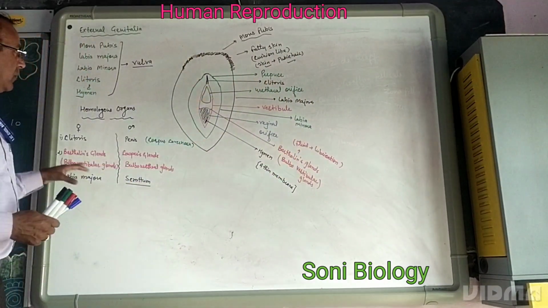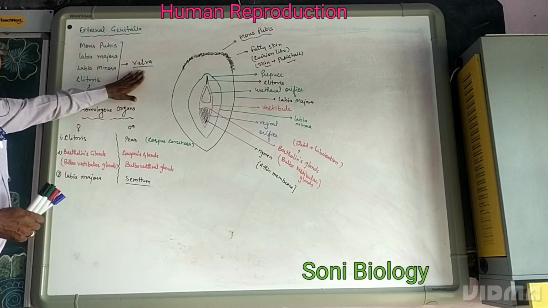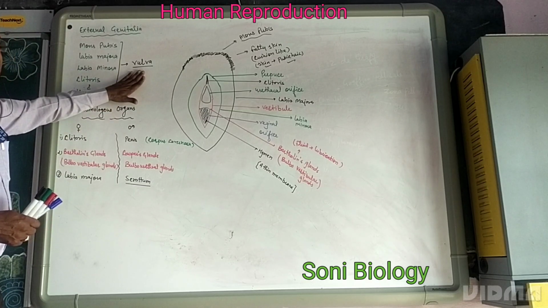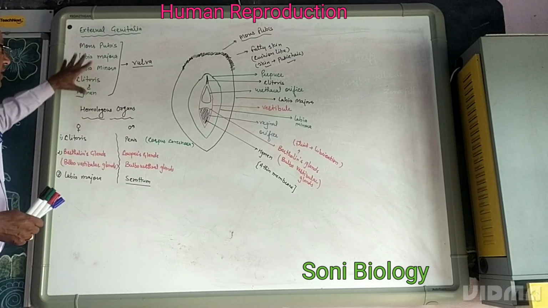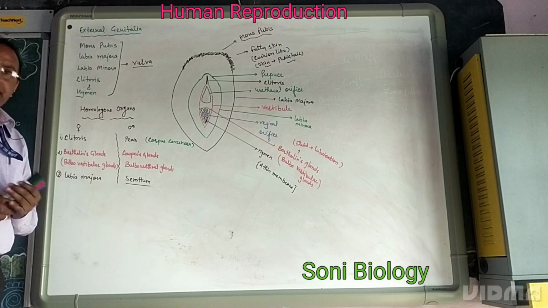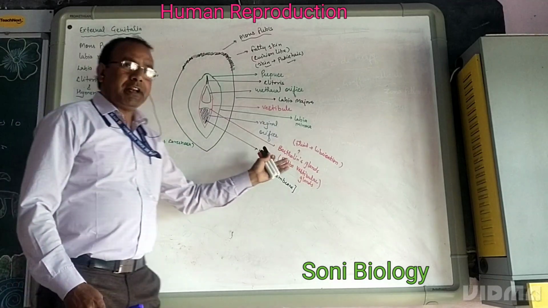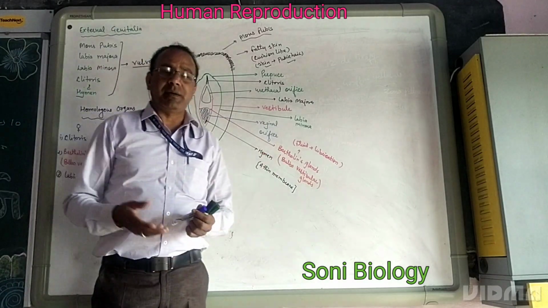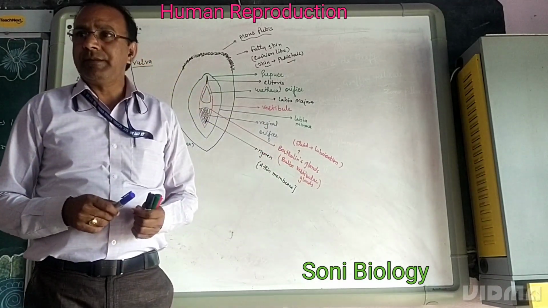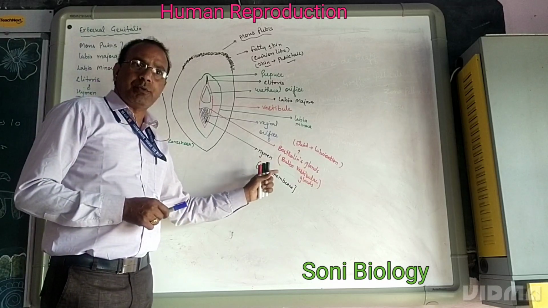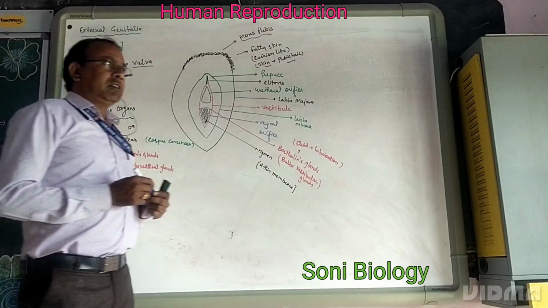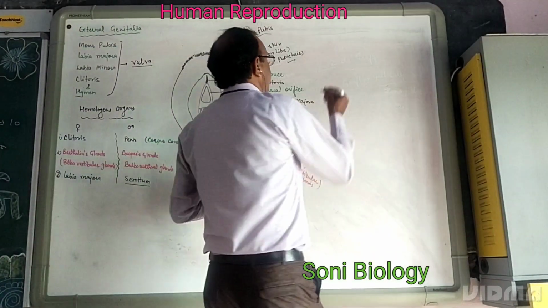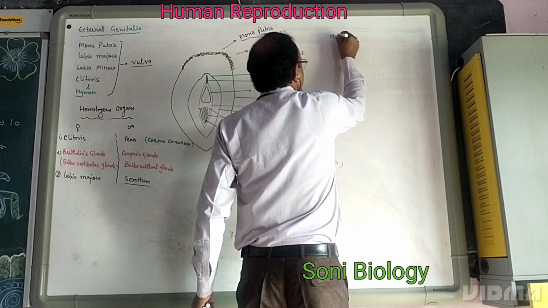This is the external genitalia, and in female the external genitalia is also known as vulva, which contains these parts. Clear? What is the role of Bartholin gland? Bartholin gland secretes some alkaline substances before the copulation process, before mating. And the next glands are the mammary glands.